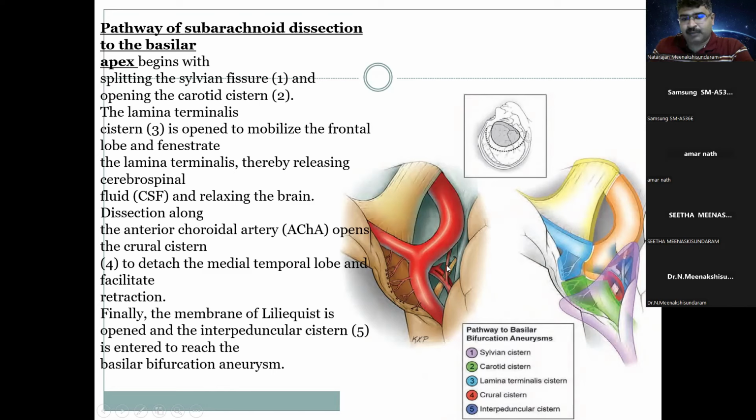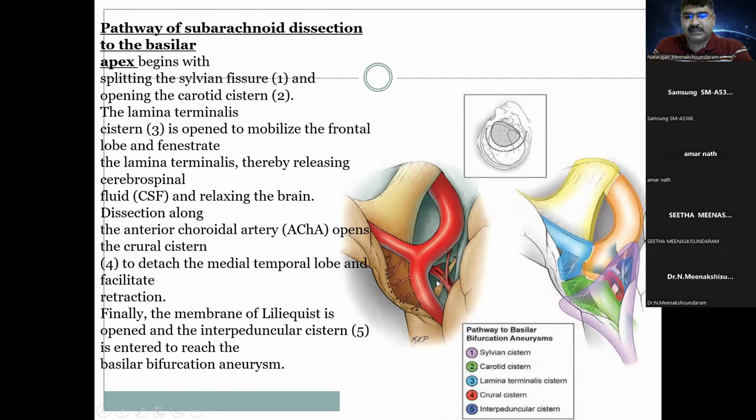This is the posterior communicating artery. Any aneurysm of the posterior communicating artery will compress the third nerve, resulting in third nerve palsy, so you will have an anisocoria. So in a posterior communicating artery aneurysm, third nerve involvement will be there. So these are the various cisterns associated with it.